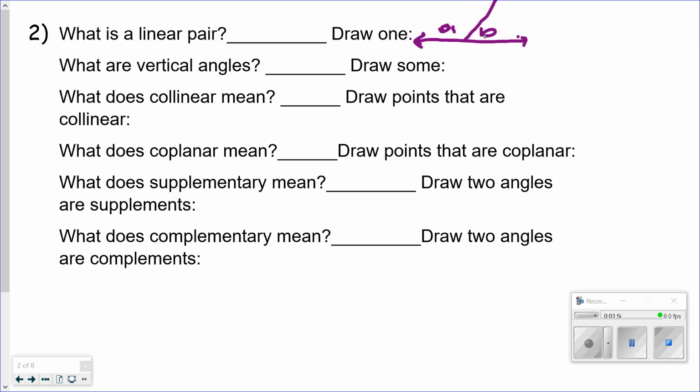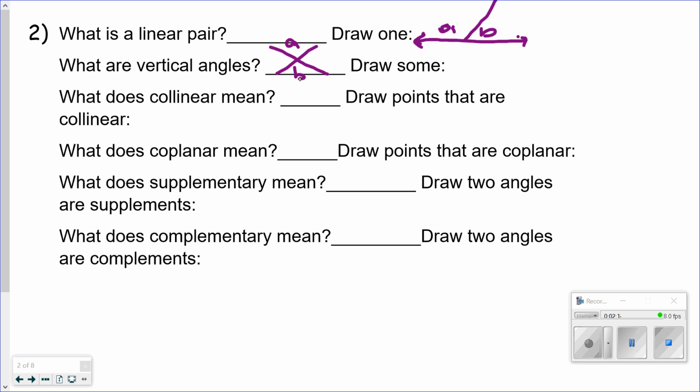All right, how about vertical angles? If we have two lines that cross, I'm going to call these A and B. Those are vertical angles. They're across from each other, and we know that vertical angles are congruent. They are the same measure.